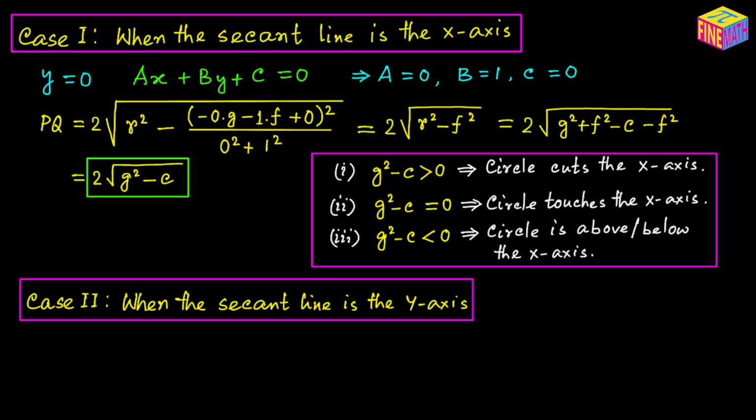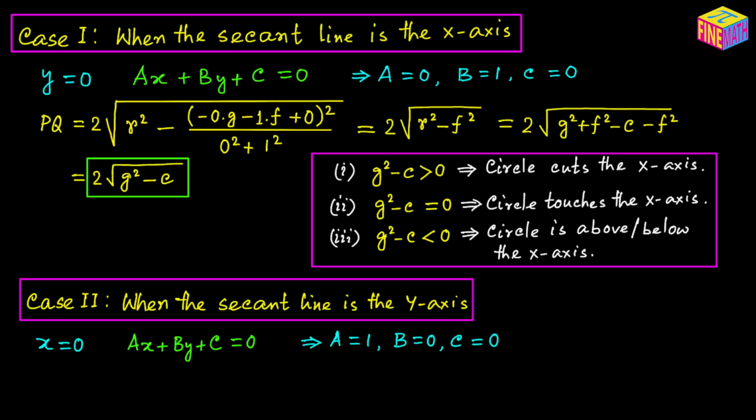Next, let's talk about the second case, when the secant line is actually the y-axis. We know that the equation of the y-axis is x equals 0. And if we compare that with the general equation of the secant line, we can clearly see that a is equal to 1, b is equal to 0, and c is equal to 0. Because in this case, the coefficient of x is 1, the coefficient of y is 0 because there is no y term, and the constant term is 0 because there is no constant term. So if we use a equals 1, b equals 0, and c equals 0, we are essentially going to get the equation of the secant line as the y-axis.